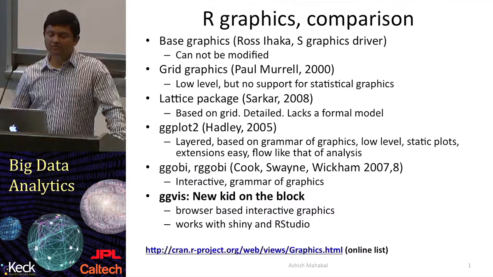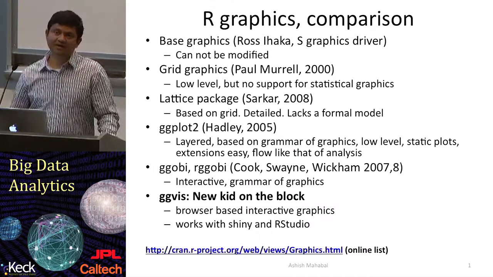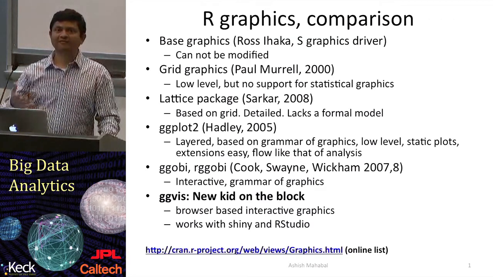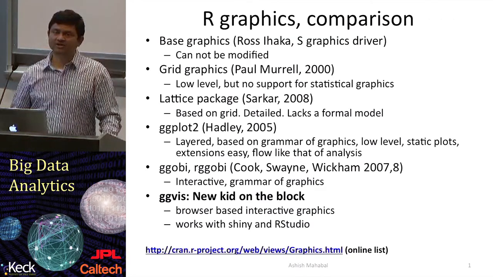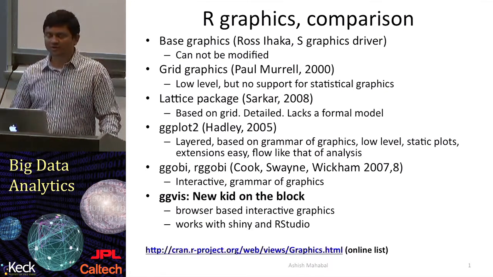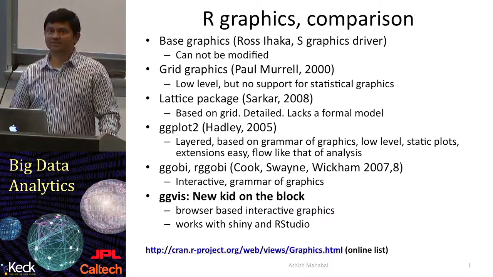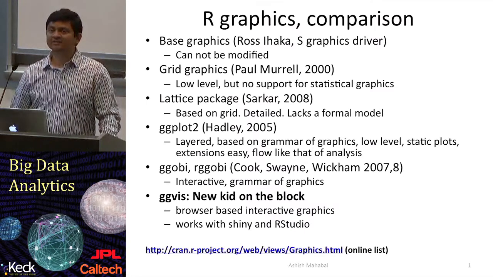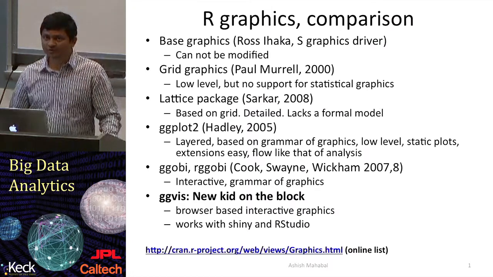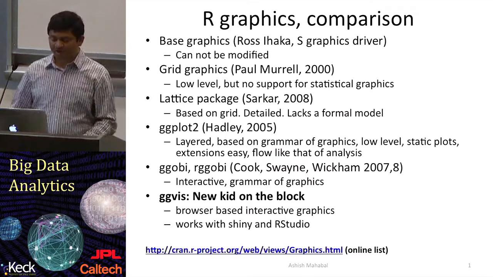RGobi and ggobi that came in 2007-2008 also use the grammar of graphics, but they are more interactive. So you can have an interactive plot and make changes in that and so on. The latest kid on the block, just about 1 year old, is ggvis, and that is also an extremely powerful visualization tool. It is browser-based, so that brings the game right to your browser. And because RStudio has an element of browser, you can also do the browsing and plot building within RStudio itself, which you should be using by now.